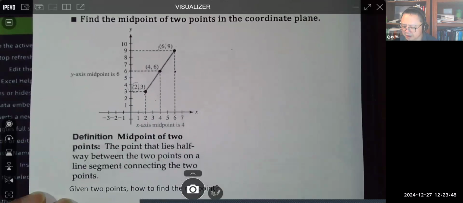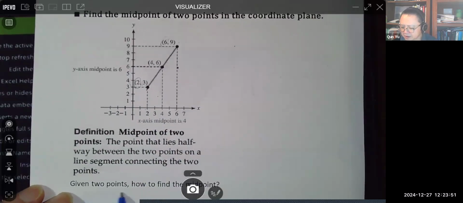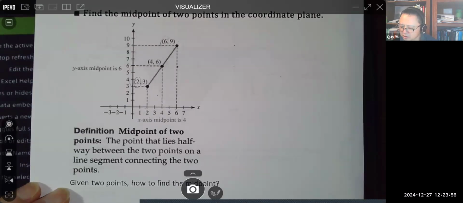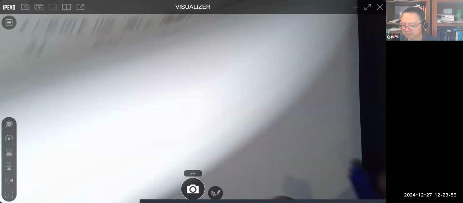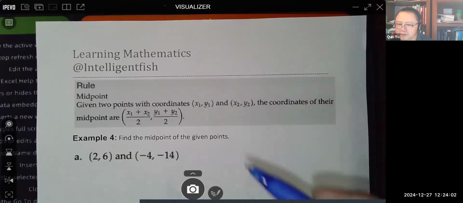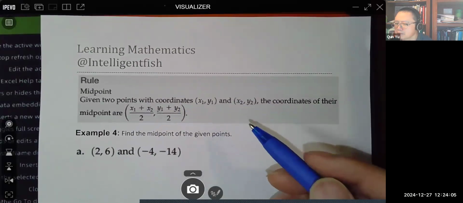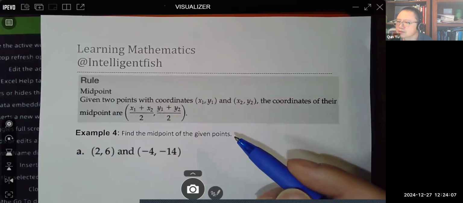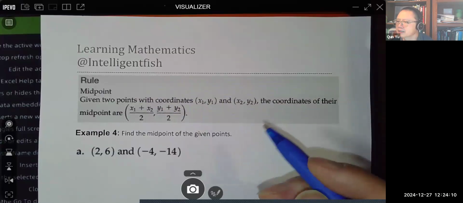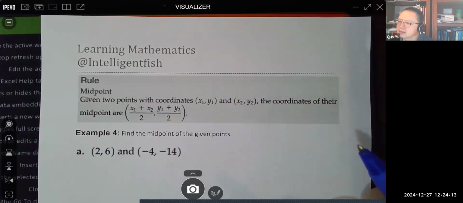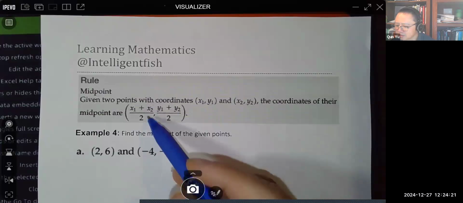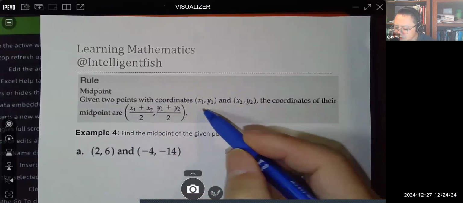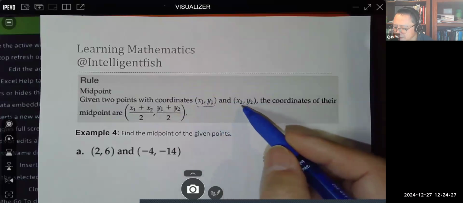Now let's look at this example. If we are given 2 points, how do we find the coordinates of the midpoint? Now this is the formula. Actually, we don't really need a formula. Being in the middle means the average of 2 numbers. What's in the middle between 10 and 20 is 15. How do you get 15? 10 plus 20 is 30, divided by 2. That's 15. In order for this point, we are given 2 points. This is a pair of numbers. This is another pair of numbers.